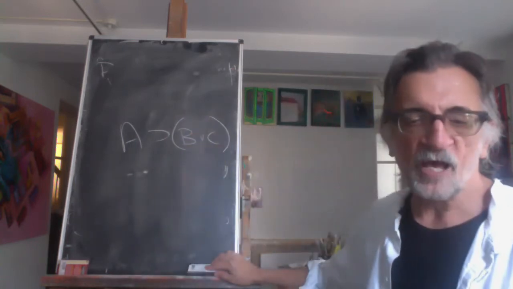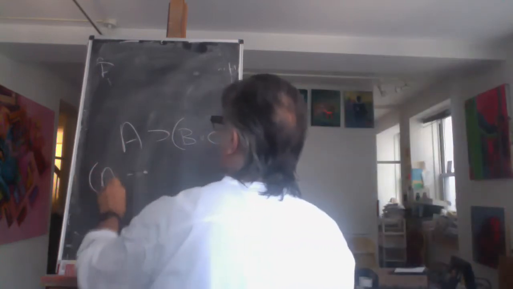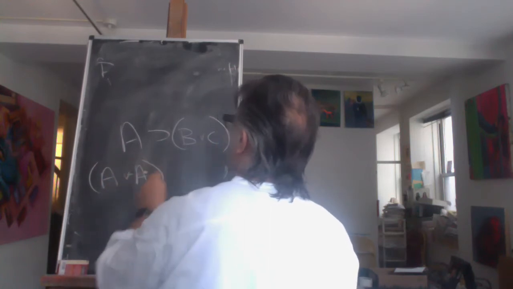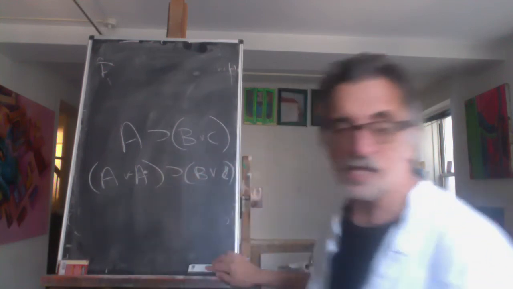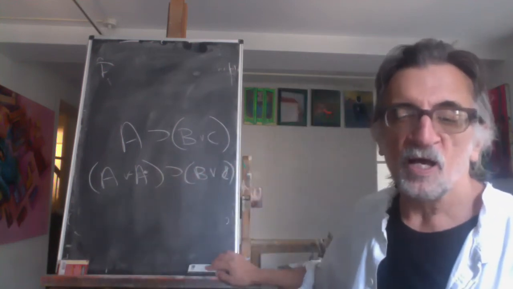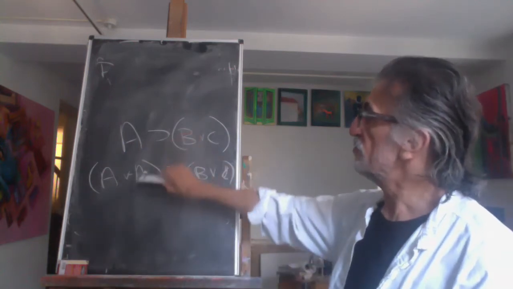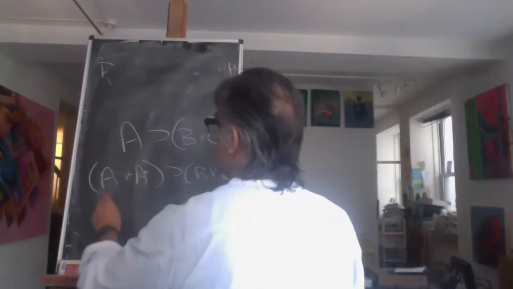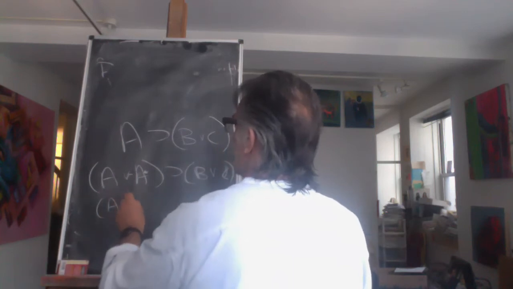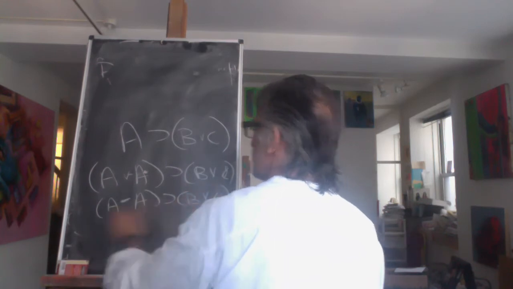So suppose you have if A, then B or C. Because A is identical with A or A, right? You can make this A, or if A or A, then B or C. Or indeed, you can make it A and A, then B or C. You can make this, yeah.